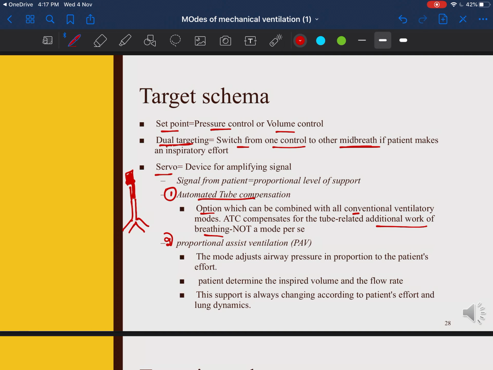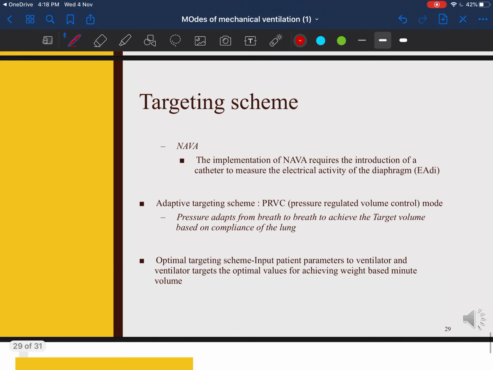Another example of a servo target schema is proportional assist ventilation. Here, in proportion to the patient's efforts, airway pressure will be adjusted. So more effort by the patient, more pressure; less effort by the patient, less pressure. So it changes according to the patient's efforts and lung dynamics.